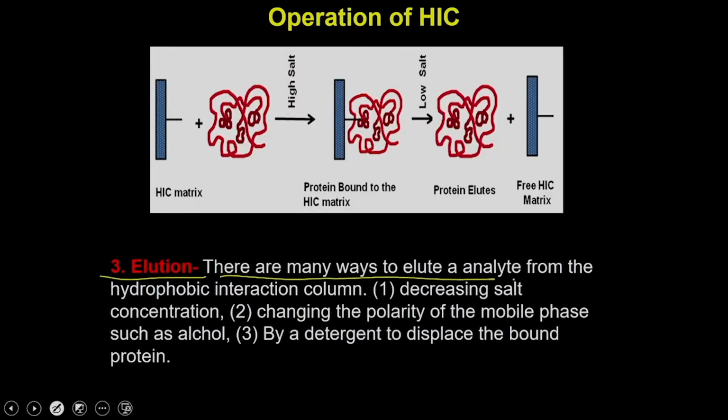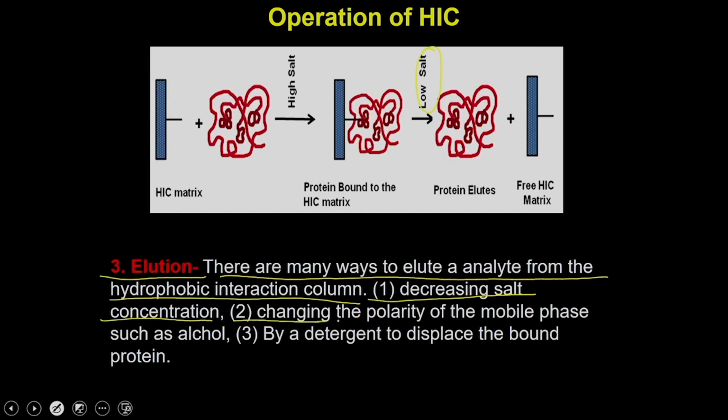There are many ways to elute an analyte from the hydrophobic interaction column. The most popular is to decrease the salt concentration. Once you decrease the salt concentration, it is actually going to bring back the hydration shell, and that is how the hydrophobic patches are going to be hidden and will not be available for interaction with the groups present on the HIC matrix, and that is how you are able to elute the proteins.